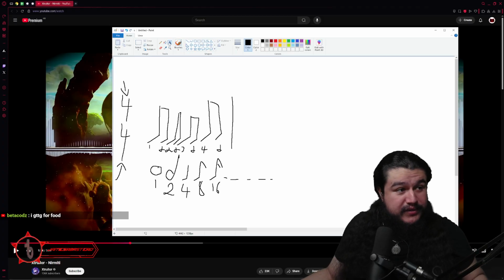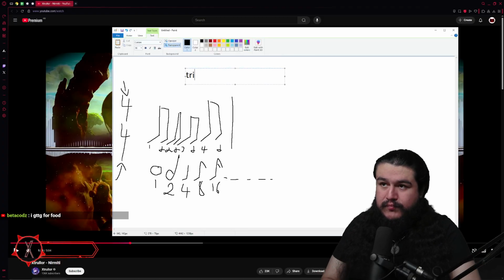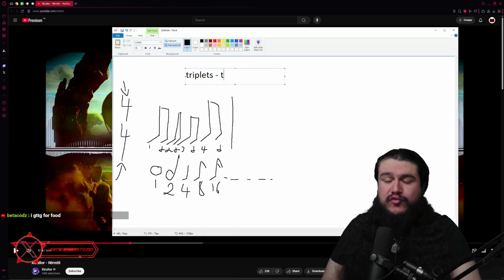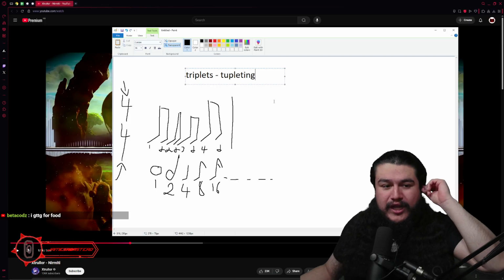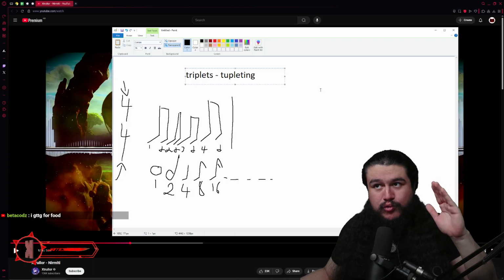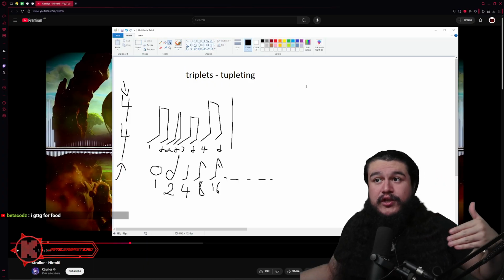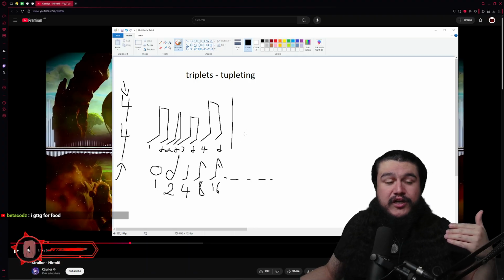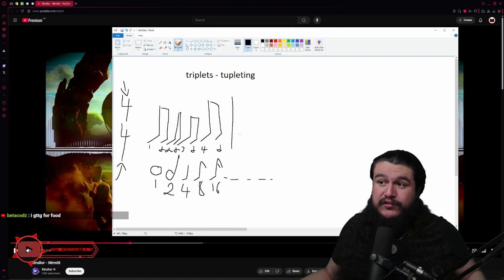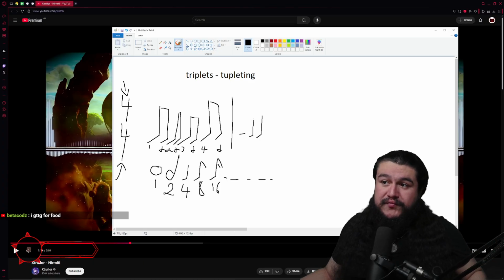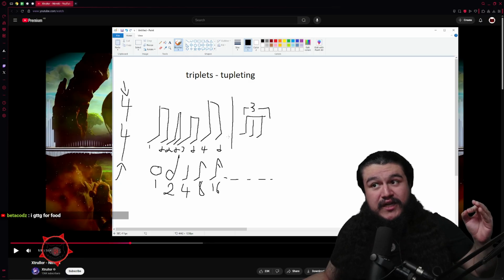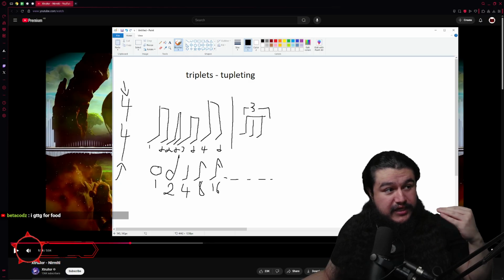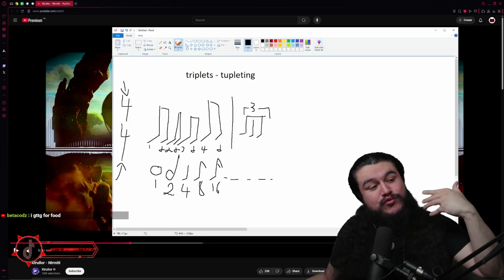So where do triplets come in? The concept of triplets, in academia, is the concept of tupleting, when you cram in an extra note where there would usually be a certain number. The most famous one is taking straight eighth notes, which is what these are, to eighth note triplets. What does that mean? Where you would have 2 eighth notes, now you have 3. And that's the difference. In the same time that it would take us to play these 2 eighth notes, now we have 3. It gives you a sense of acceleration.